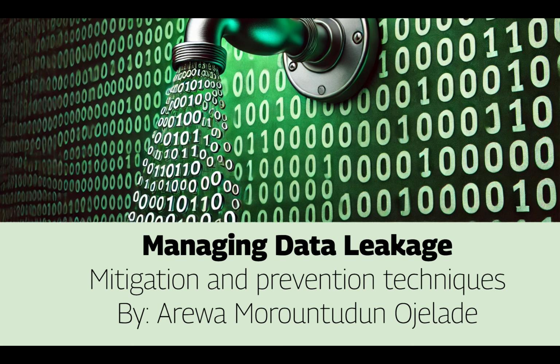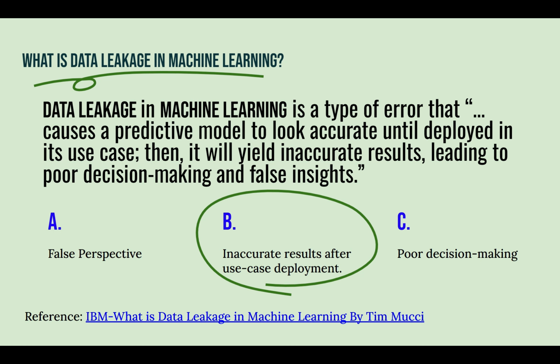Okay, so let's just get into the presentation. What is data leakage in machine learning? Data leakage in machine learning, according to IBM, is a type of error that causes a predictive model to look accurate until deployed in its use case. Then it will yield inaccurate results, leading to poor decision making and false insights. There are two main types of data leakage in machine learning: target leakage and train test contamination. This presentation will mostly focus on target leakage.